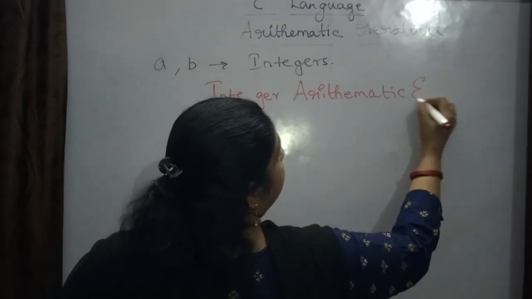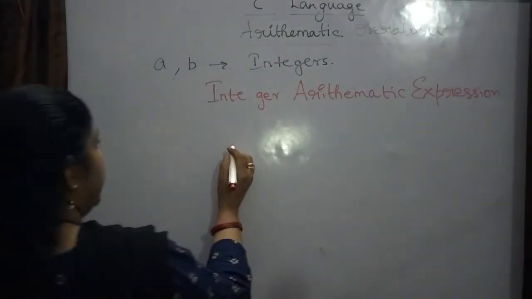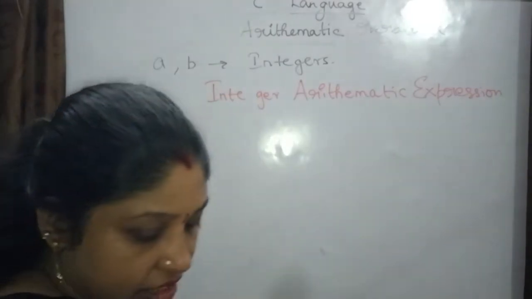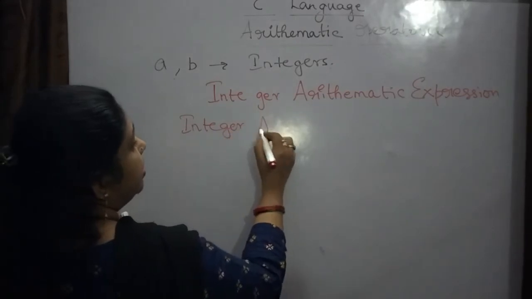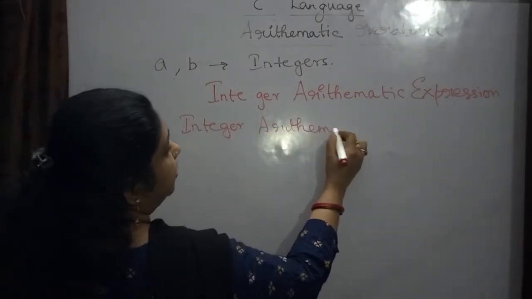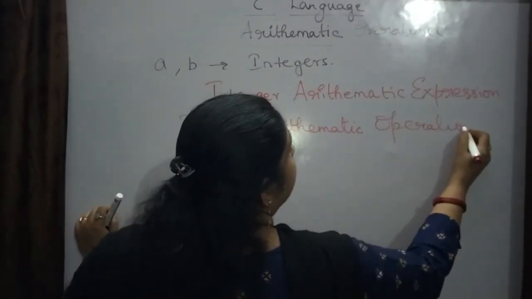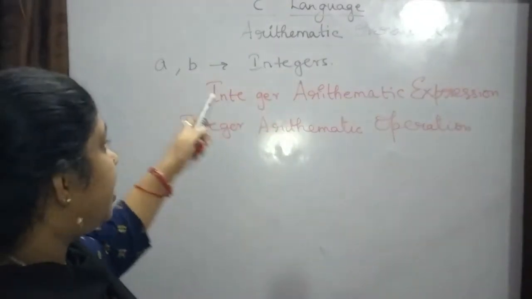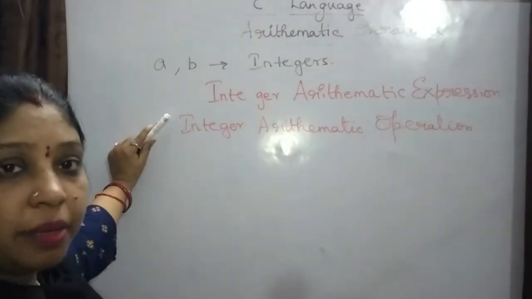The arithmetic expression, you will call it an integer arithmetic expression, and the operation which you are using in that is an integer arithmetic operation. Suppose when you are using integers A and B as integer data types, then you will call that expression an integer arithmetic expression, and that operation an integer arithmetic operation.